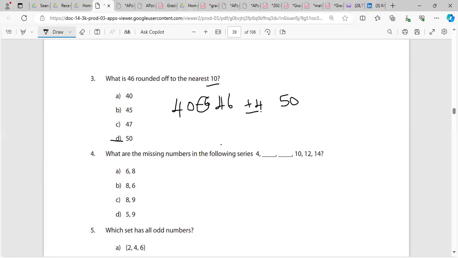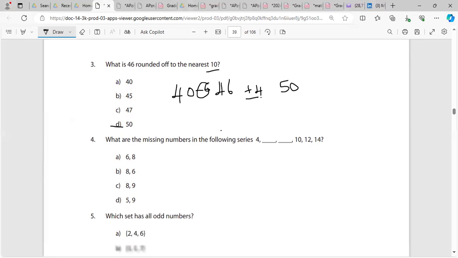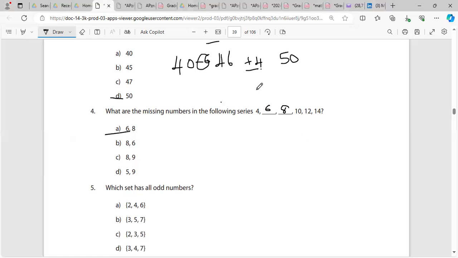What are the missing numbers in the following sequence? We have 4, blank, blank, 10. So we're going up by 2. So it will be 4, 6, 8. So that would be A. Let's move on to number 5.